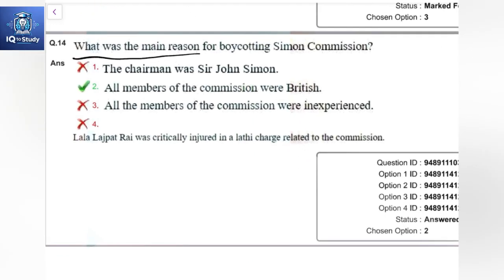What was the main reason for boycotting Simon Commission? All members of the commission were British. Simon Commission was appointed in 1927 to review the Government of India Act 1919. It did not include any Indian members. This exclusion was perceived as an insult to Indian self-respect and denial of Indian demand for self-governance. As a result, the Simon Go-Back movement was established and Indians boycotted it.